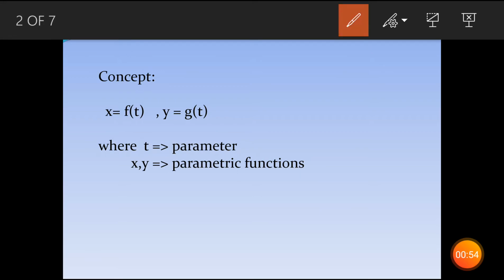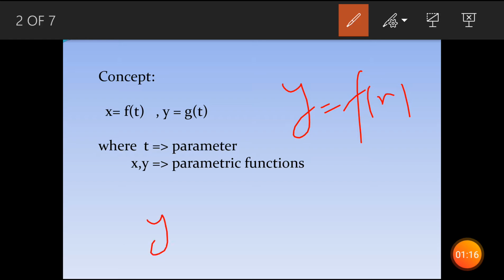What is the meaning of parametric function? See, actually we have studied cases like y equals f(x). When y is expressed in terms of x, such kind of differentiability we have already done in class 11th and at the elementary level also. So y equals f(x), that you are familiar with.